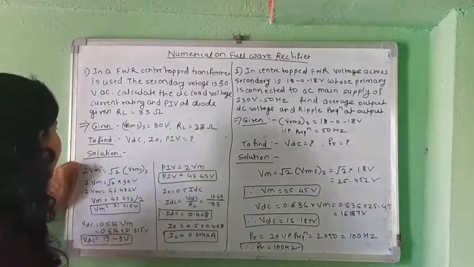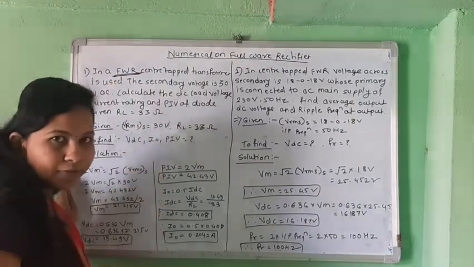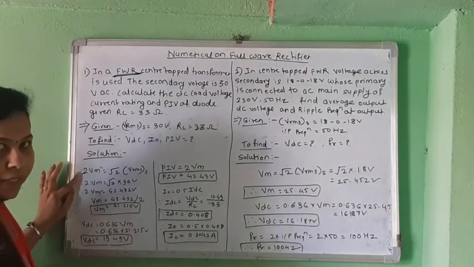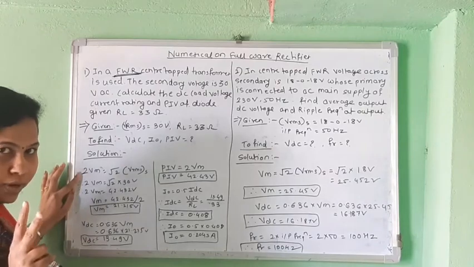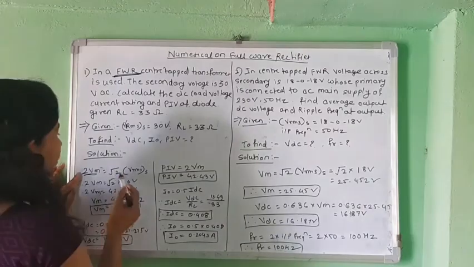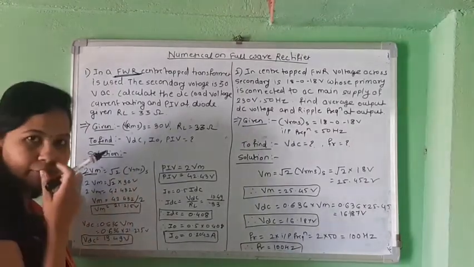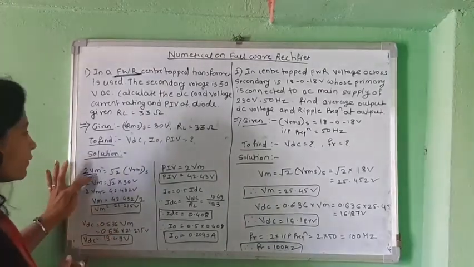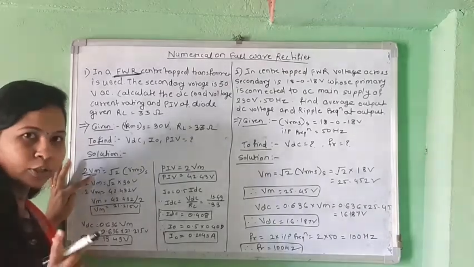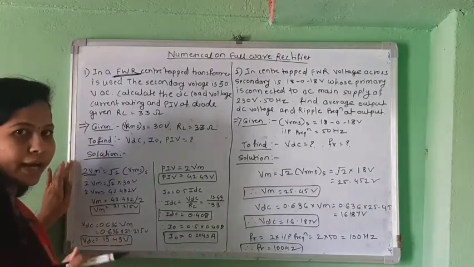Now the solution. This is the full wave rectifier. The formula is different. Here we use 2 Vm because we use 2 diodes. So 2 Vm is equal to square root 2 into Vrms across secondary. What happened in half wave rectifier? In half wave rectifier we use only Vm because there is only one diode. But here the diodes are 2. Therefore, 2 Vm equals square root 2 into Vrms across secondary.